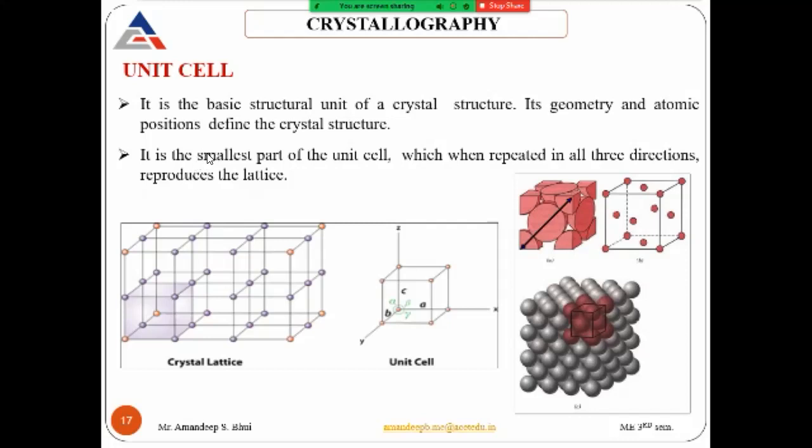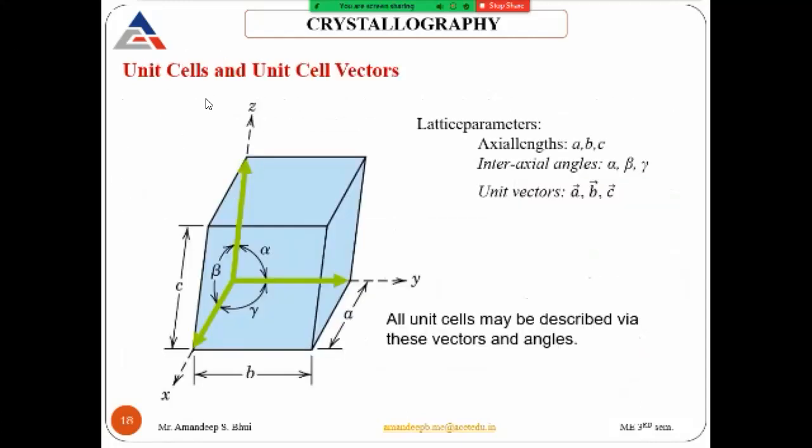Similarly, the angle between x and z is known as beta. Between z and y is alpha, and between x and y direction is gamma. So these are the basic lattice parameters by which we can define the unit cell. Here it is again, clearly, we have this unit cell here. So the different lattice parameters are the axial lengths.